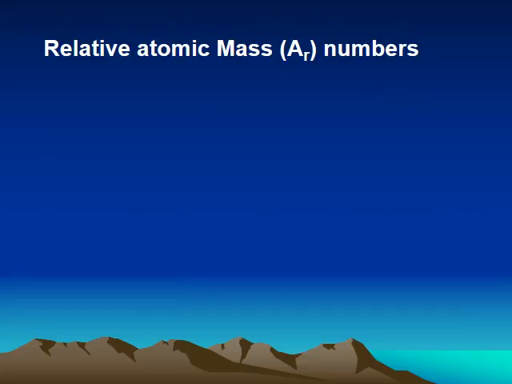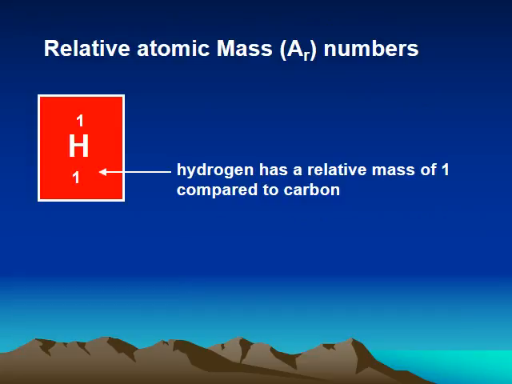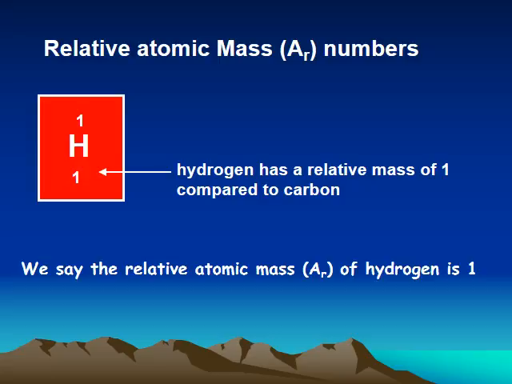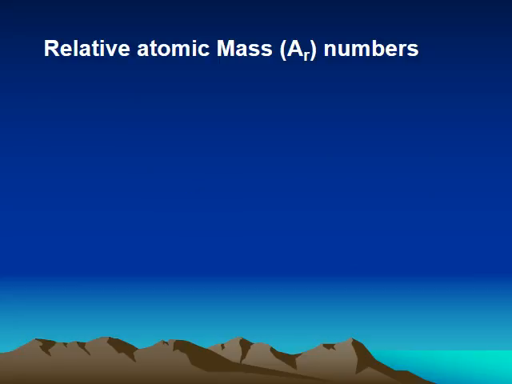So, what about other elements? Well, hydrogen has a relative mass of 1 compared to carbon. So this means that hydrogen relative to carbon is 12 times lighter. It takes the mass of 12 hydrogen atoms to make up the mass of 1 carbon atom. So we say the relative atomic mass, the AR, is 1 for hydrogen.